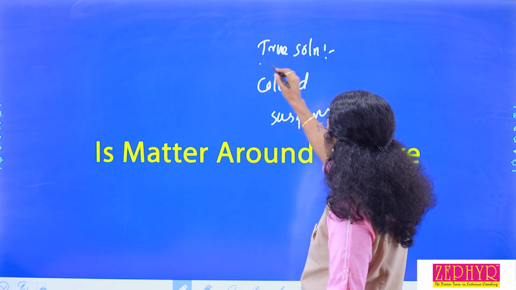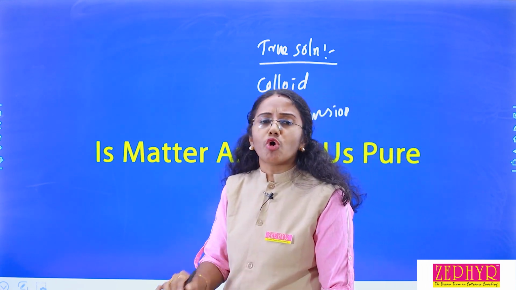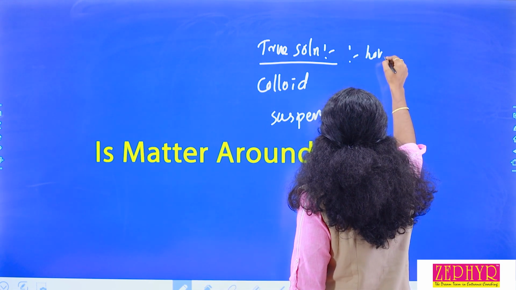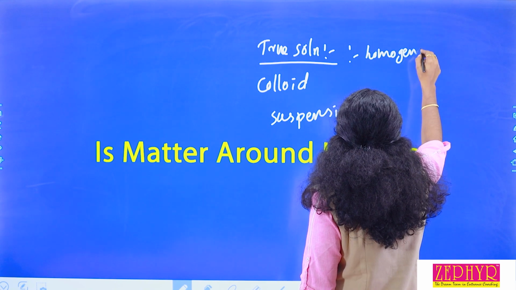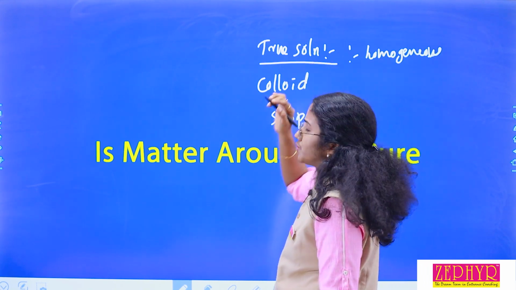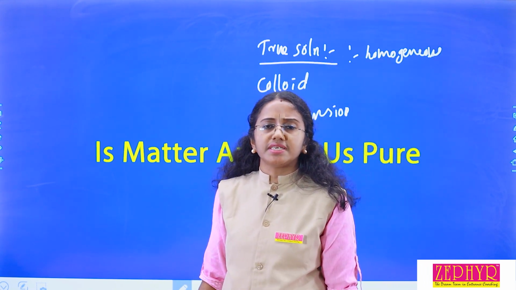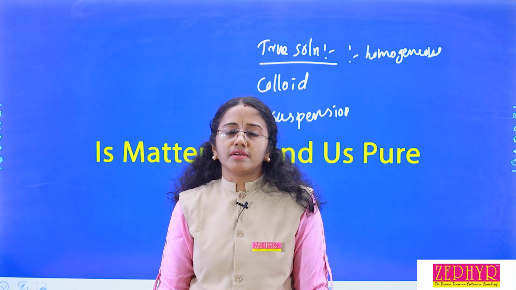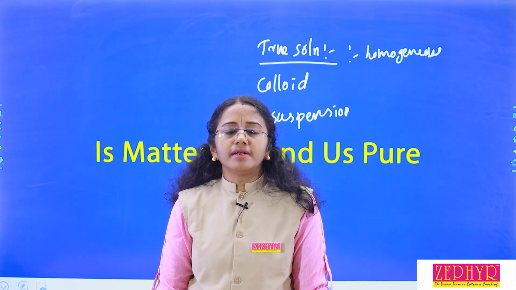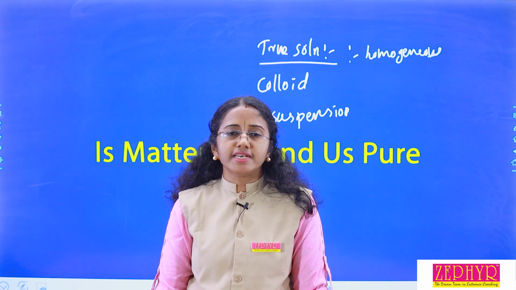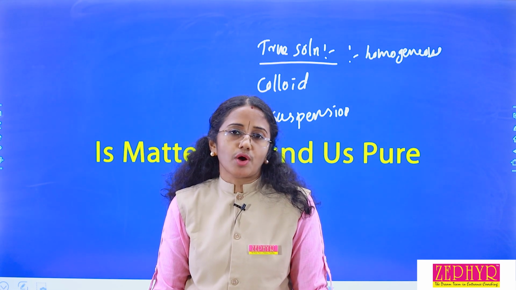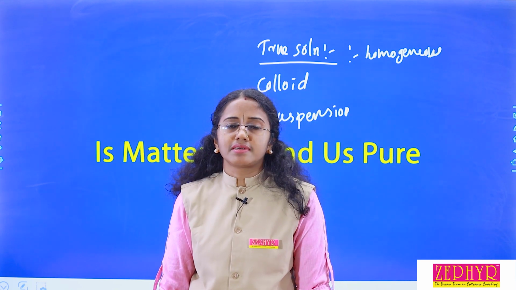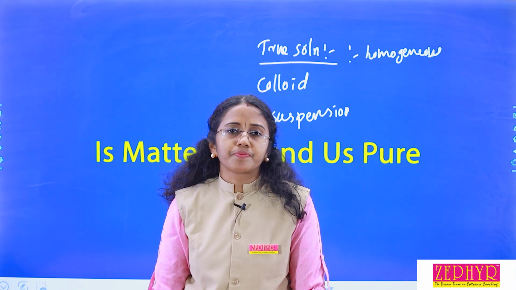What are true solutions? True solutions are completely homogeneous. What are the characteristics or features of true solutions? They are completely homogeneous, we cannot see the particles with our naked eye, they do not scatter a beam of light, and they never settle down. The particle size is much less than 1 nanometer.